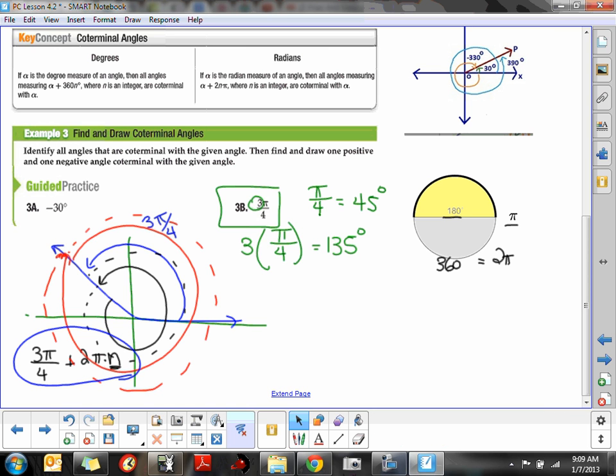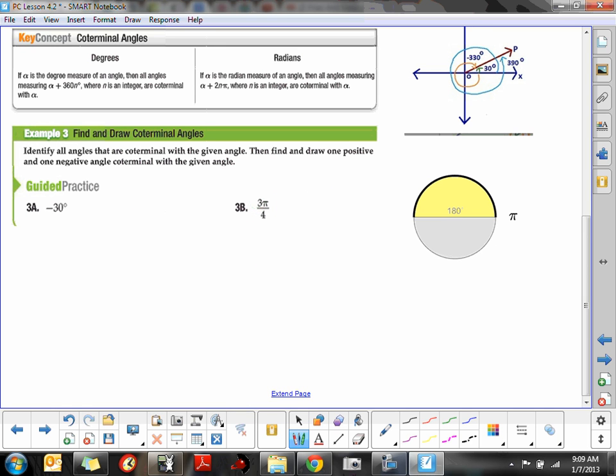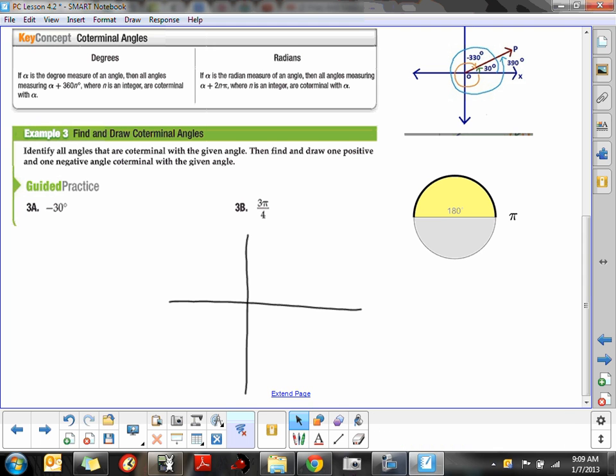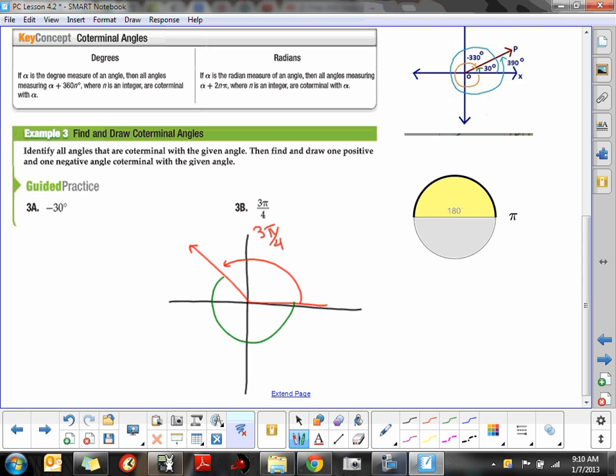Second thing, we're going to draw a couple of pictures here. One that is coterminal going in the positive direction, so this is 3 pi over 4. We want to make sure that we go around one more rotation. One more rotation is going to add on another 2 pi. So what is 3 pi over 4 plus 2 pi? That's the math that we're going to have to do with this. 3 pi over 4 plus 2 pi, that's 2 pi over 1.